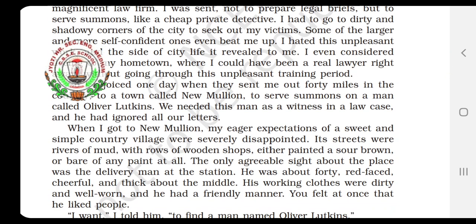"When I got to New Mullion, my eager expectations of a sweet and simple country village were severely disappointed. Its streets were rivers of mud with rows of wooden shops, either painted a sour brown or bare of any paint at all. The only agreeable sight about the place was the delivery man at the station. He was about 40, red-faced, cheerful, and thick about the middle. His working clothes were dirty and well worn. He had a friendly manner. You felt at once that he liked people."